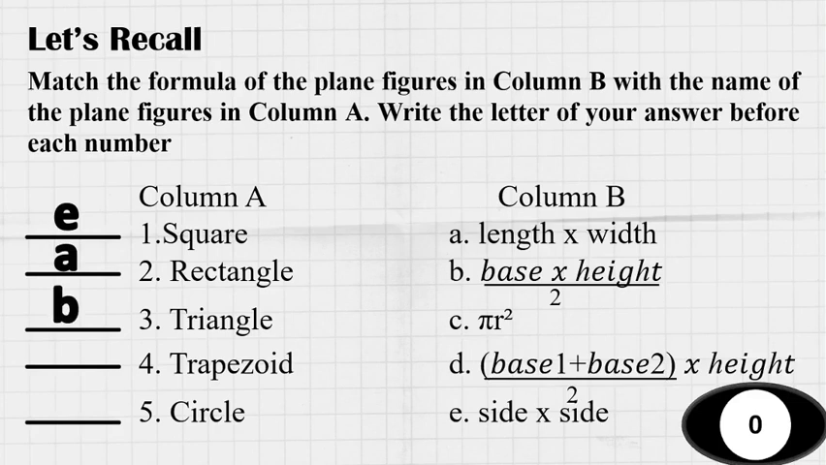Number 4, trapezoid: D, base 1 plus base 2 times height divided by 2, or base 1 plus base 2 divided by 2 times height. And number 5, the formula of a circle, is letter C, pi r squared.